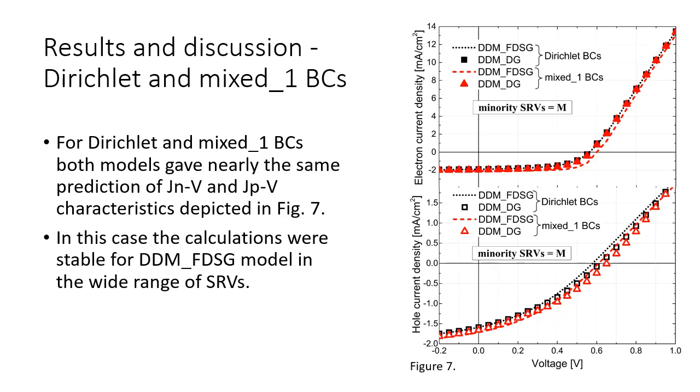For Dirichlet and mixed 1 boundary conditions, both models gave nearly the same prediction of JNV and JPV characteristics. In this case, the calculations were stable for DDM FDSG model in the wide range of SRVs.